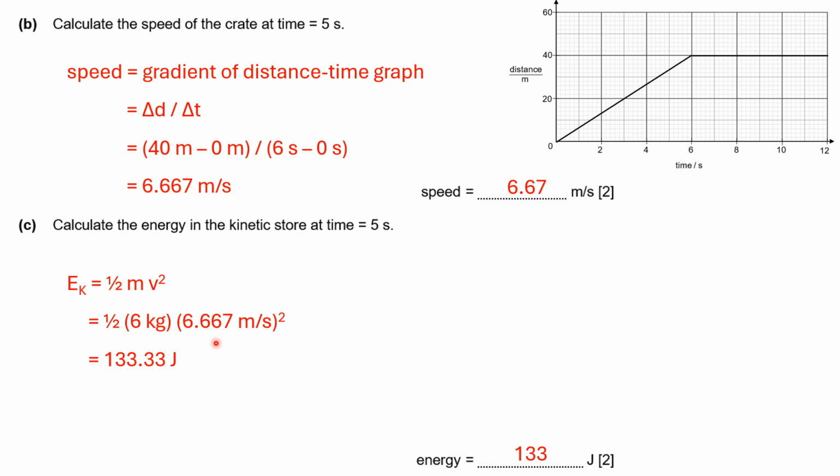Okay, so in your intermediate steps, try as much as possible to use one more SF or even two more SFs than is actually absolutely required in your answers, so that rounding errors do not accumulate, and we get over here 133.33 joules, which we finally then round off to 3 SF in the final answer.